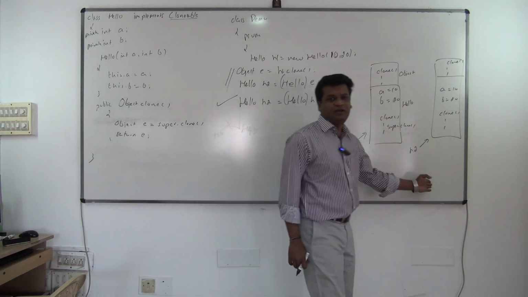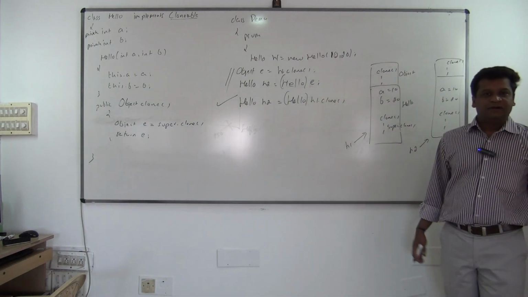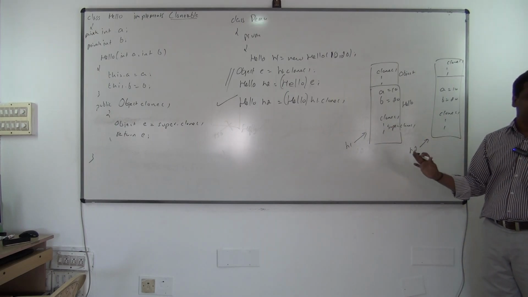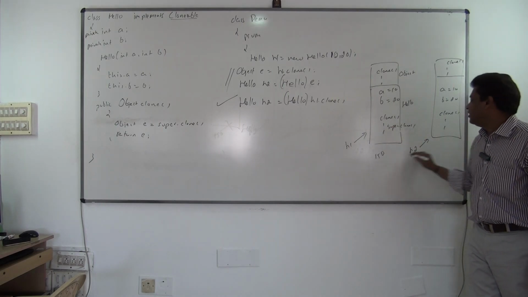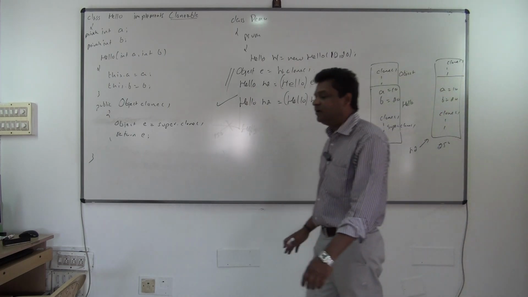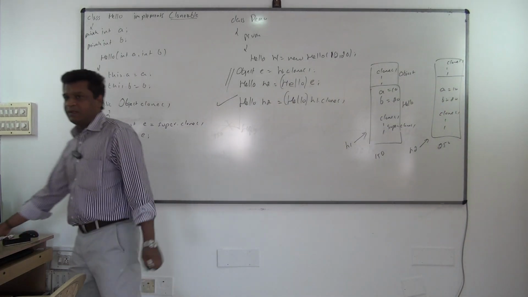With H2 you can access what? All the members. It's a duplicate copy. But that is a different object, this is a different object. And they are independent objects now. Say, 150 address, 250 address. So you can print the address and see also. It will be completely different. Clear this now?